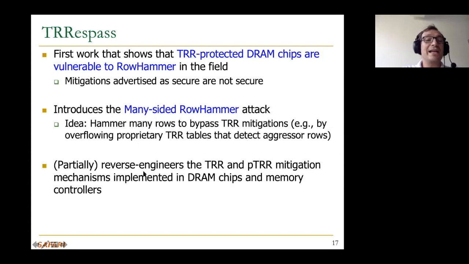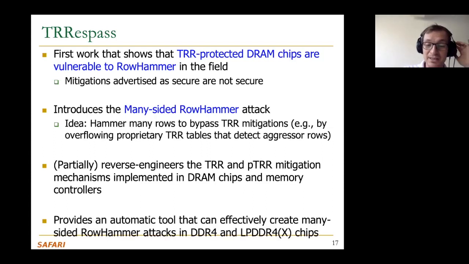And to be able to do that, this work partially reverse engineers the mitigation mechanisms implemented in DRAM chips and memory controllers. You can read more about that. I'm going to give you one example of it. And I think importantly, it also provides an automatic tool. This is called a fuzzing tool, for example, in the security community. You don't need to worry about the exact term, but it's an automatic tool that explores the space of many-sided hammers and creates many-sided RowHammer attacks, and does that effectively for existing DDR4 and LPDDR4 DRAM chips.